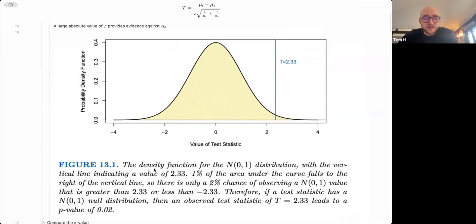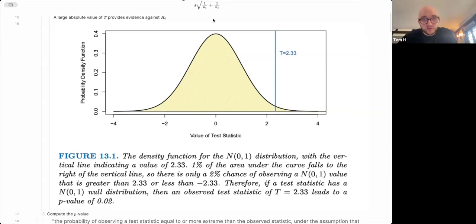In this picture, the density function is the standard normal, so a normal distribution with mean 0 and standard deviation 1, or variance 1. That's because as the sample sizes in your treatment and control group get large, the t-distribution is really well approximated by a normal 0-1 distribution, which makes this nice and easy.